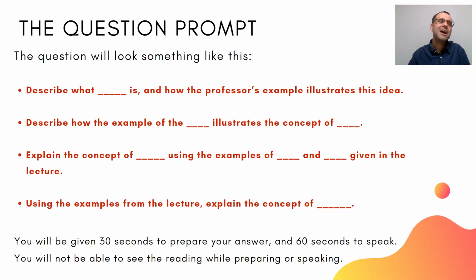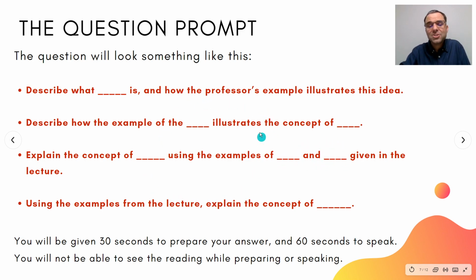All right, so after you've done the reading and you've listened to the lecture, the question prompt appears on the screen, and it's going to look like one of these. Basically, it's going to say, describe what convergent evolution is and how the professor's example illustrates this idea. Or in other cases, it might specifically ask you to use the examples from the lecture. Like, it'll actually mention what the examples are in the question prompt.